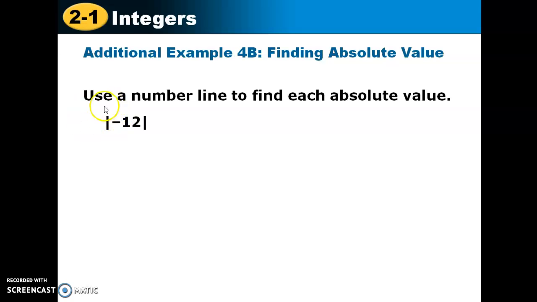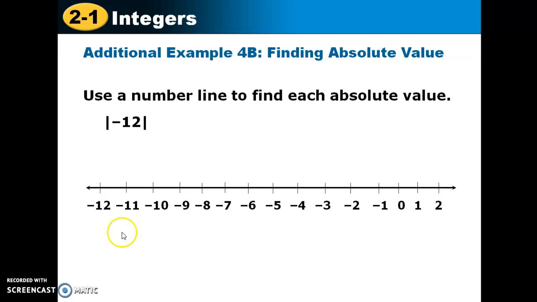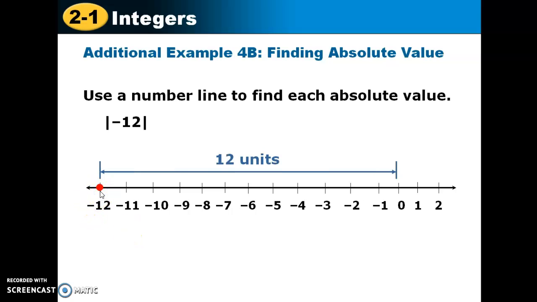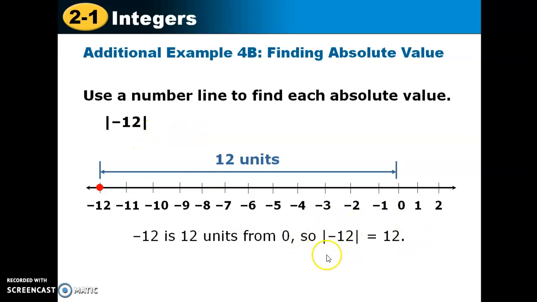How about -12? We need to find the absolute value of -12. Here's -12 on the number line, and if you count all the way down to 0, you're 12 units away from 0. And so the absolute value of -12 is +12. It's 12 units away.